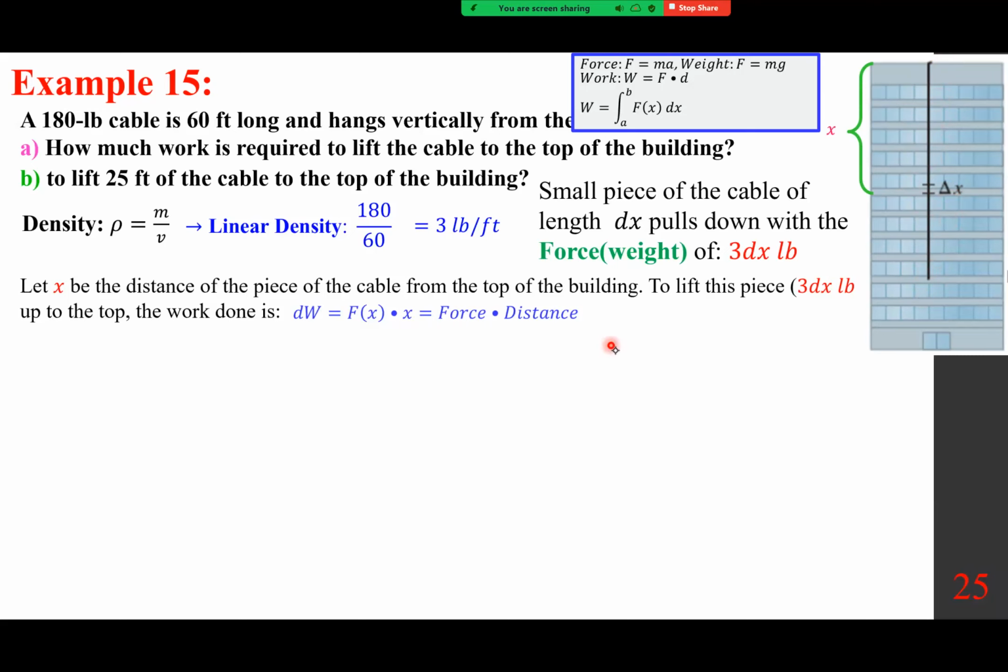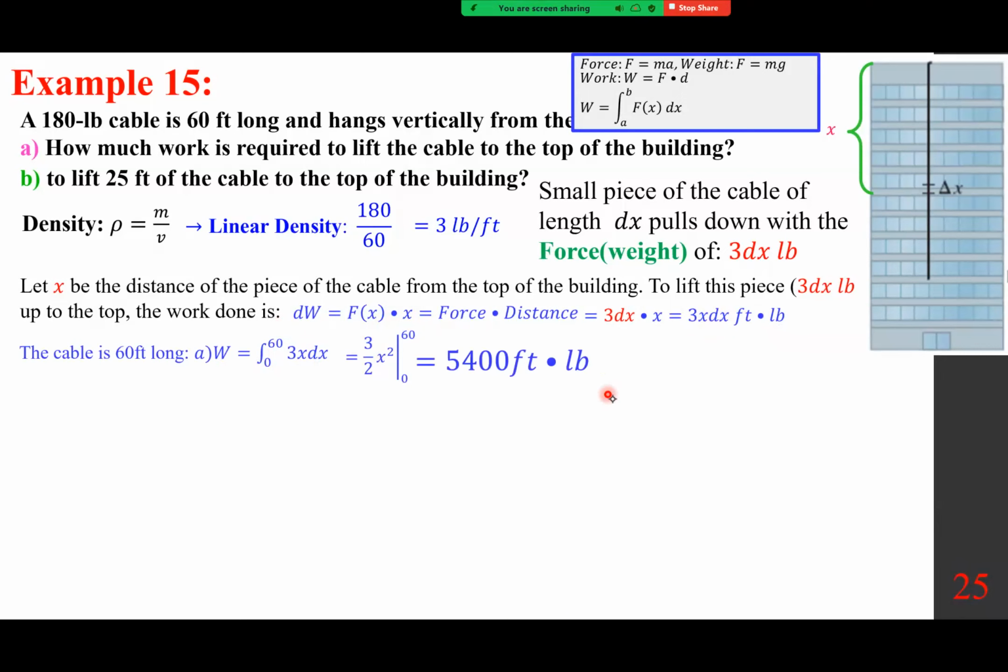So we have 3dx times x. I like to put the x before dx, or 3x dx, foot-pound. That's an increment of the work. So the work is the integral of this from 0 to 60. Now, of course, this is 3/2 x squared. You replace it with 60 squared times 3/2, you get 5,400, and the units would be foot-pound. So the cable is 60 feet long. That's why from 0 to 60.